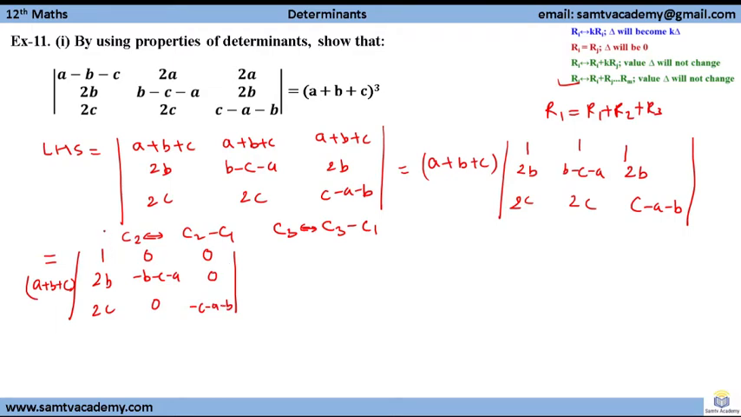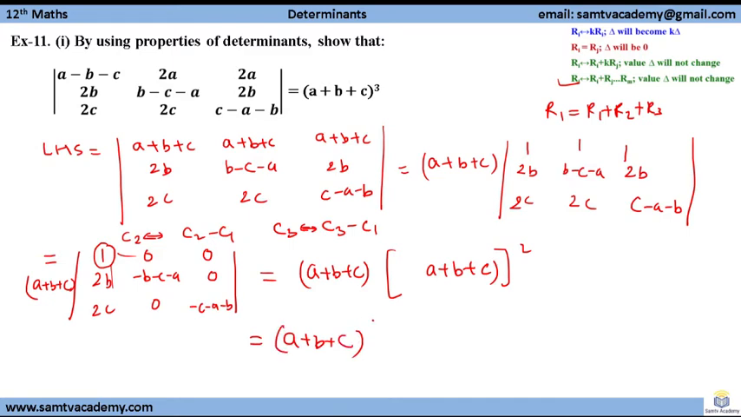Now if we expand along this, what are we left with? A plus B plus C is there, and if we solve these two, minus minus will give plus, so we are left with A plus B plus C square. So the final answer we have got is A plus B plus C whole cube, which equals the right hand side. Hence we have proved this. Hope you have understood this.